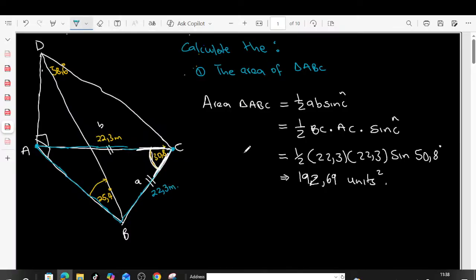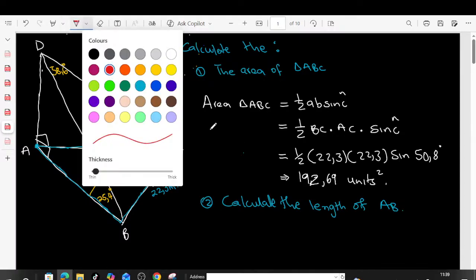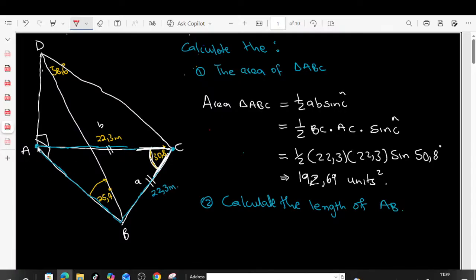Let's say we need to find the length of AB. Calculate the length of AB. Look at this. The length that you are looking for is the length of AB. So I'm just going to highlight that length so you can see which length we are looking for. This length here, which is going to be my small c.